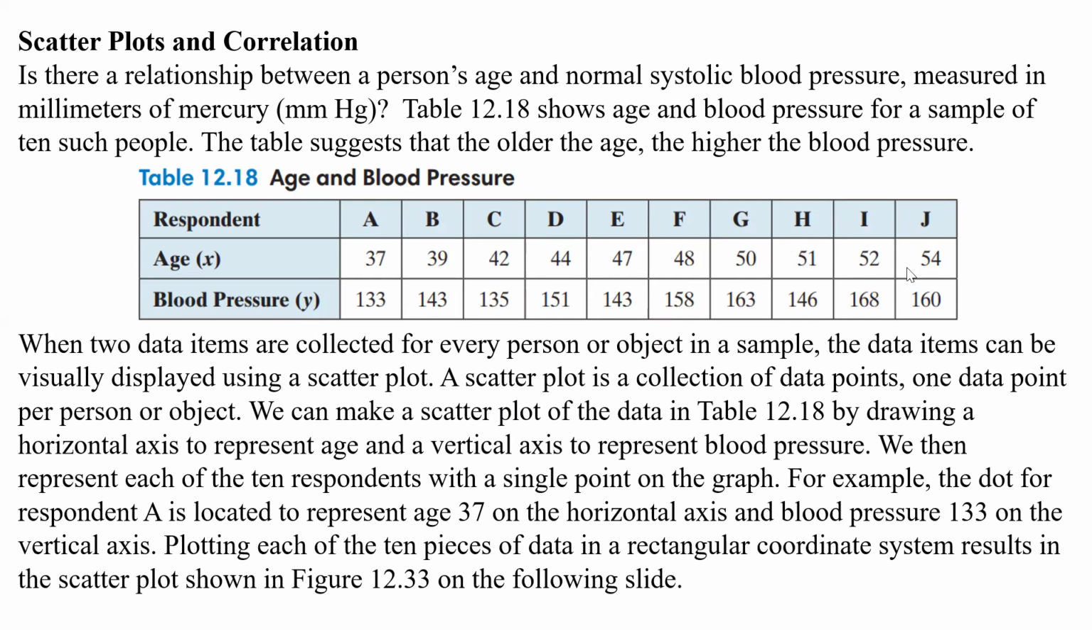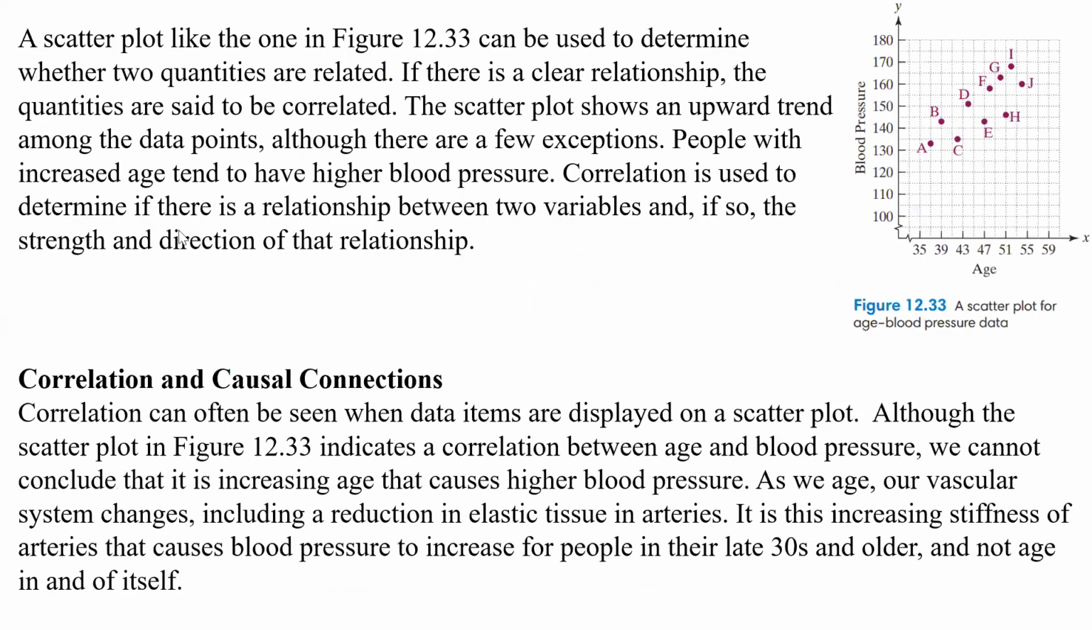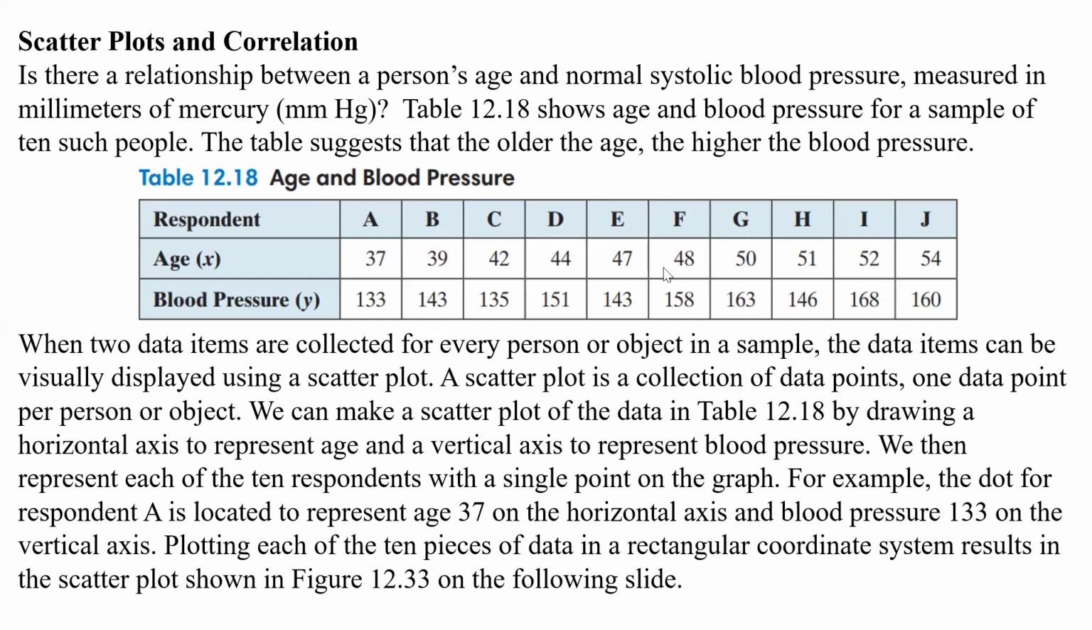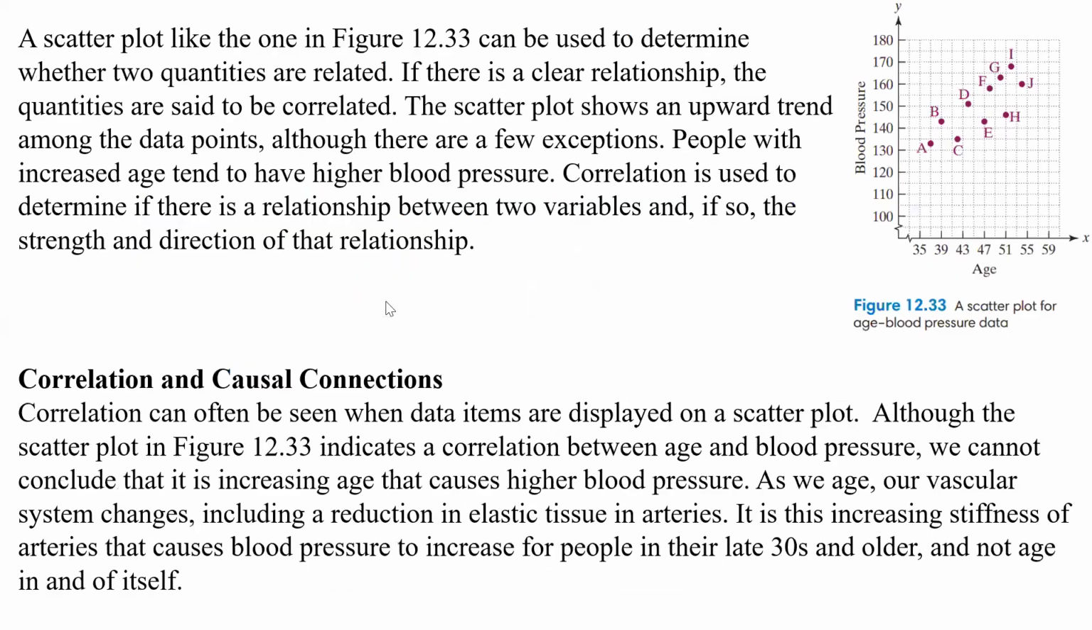And so what we're going to do is plot this data, with the x-axis as the age and the y-axis as the blood pressure. If we actually do that plotting of the data, we're going to get something like this. We have our age, we have our blood pressure, and our first one was 37, 133. So we look at about 37 and go up to about 133, and we plot our first point and we call that one A.